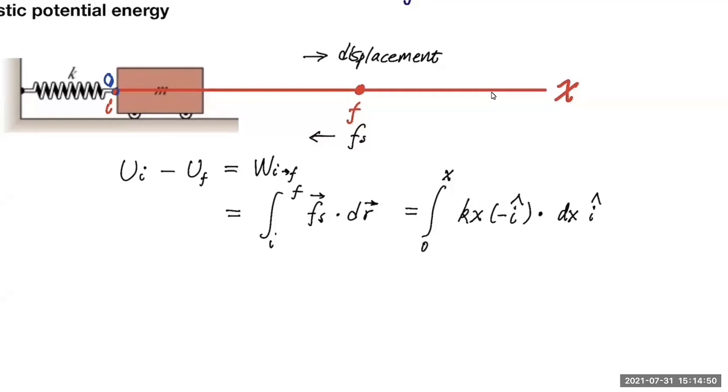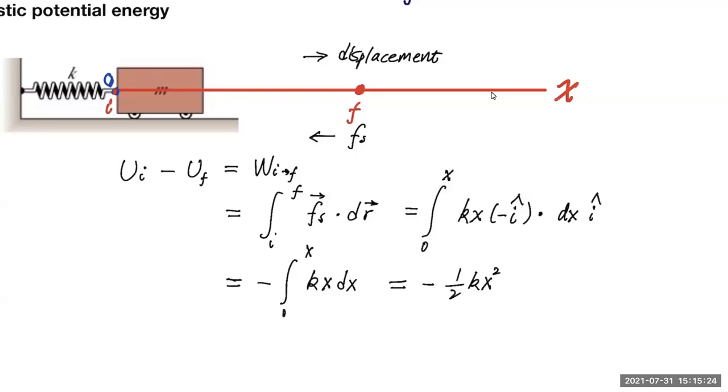Now, let's work out the i dot i. The i dot i, of course, gives you 1. There's a negative sign coming out, so minus the integral from 0 to x of kx dx, right? And that's easy enough to work out. This is just negative 1/2 kx squared. So indeed, the initial potential energy is less than the final potential energy. By how much? By 1/2 kx squared.